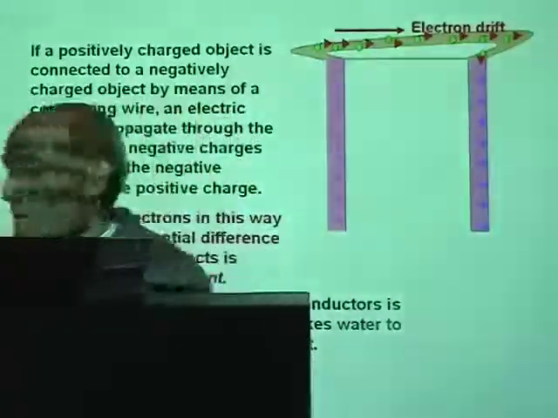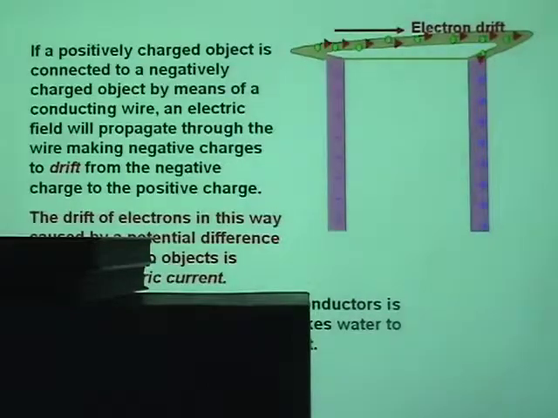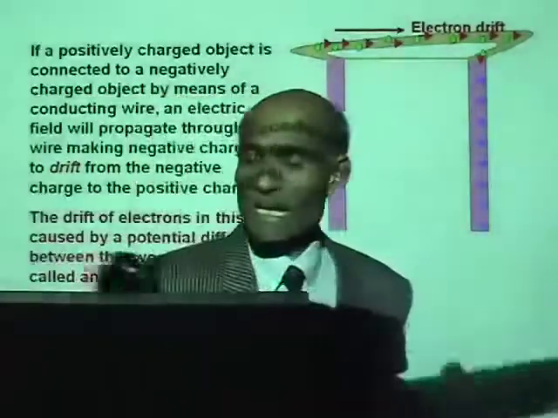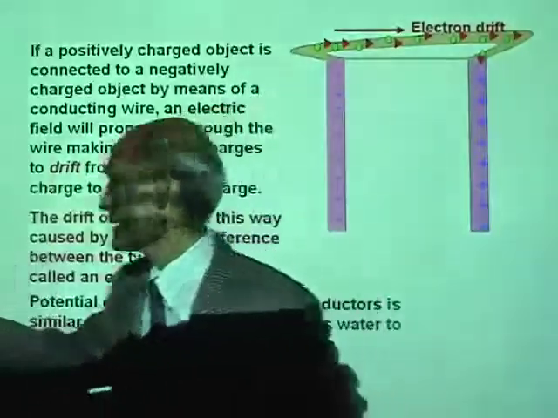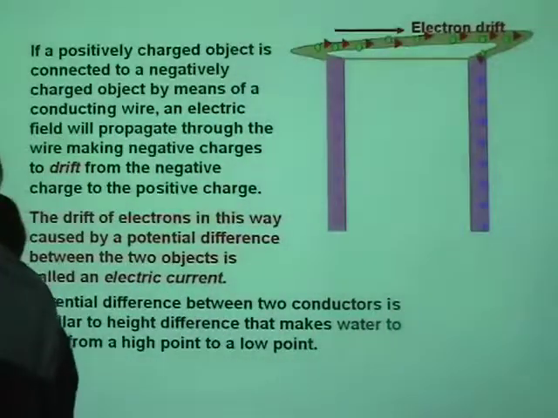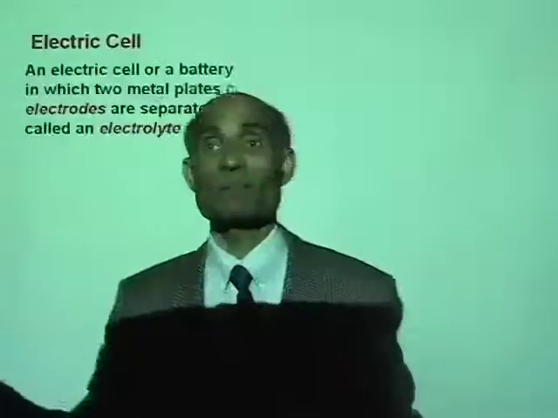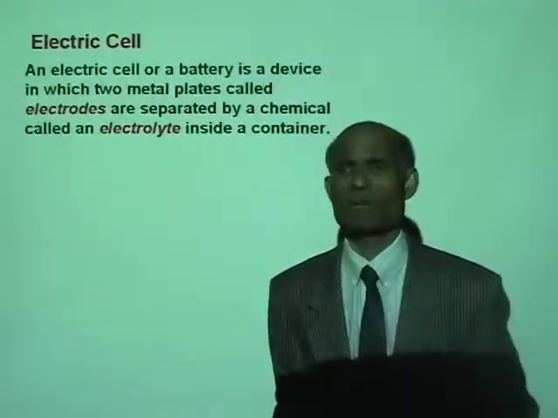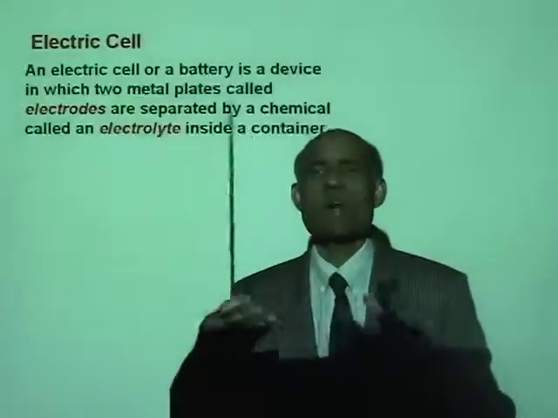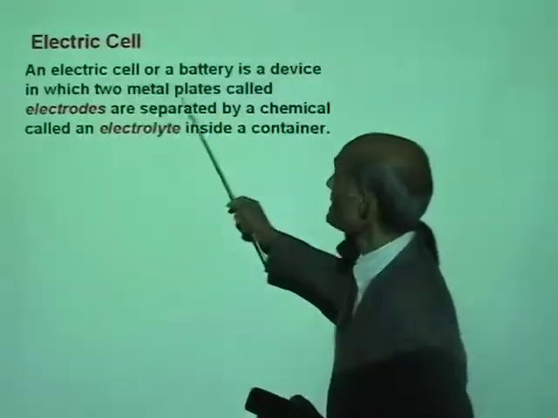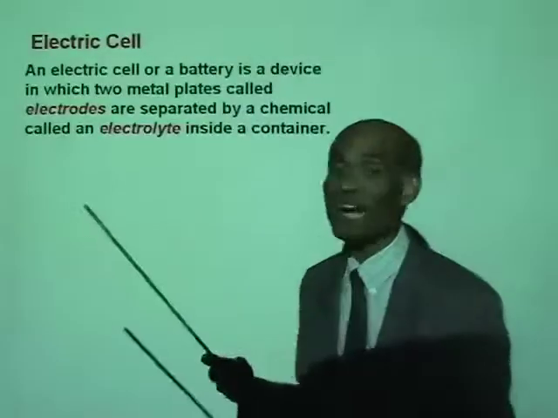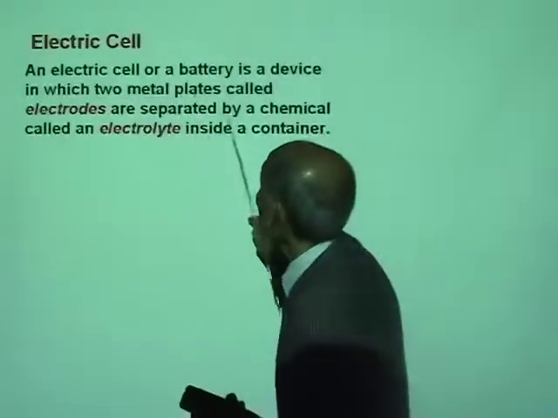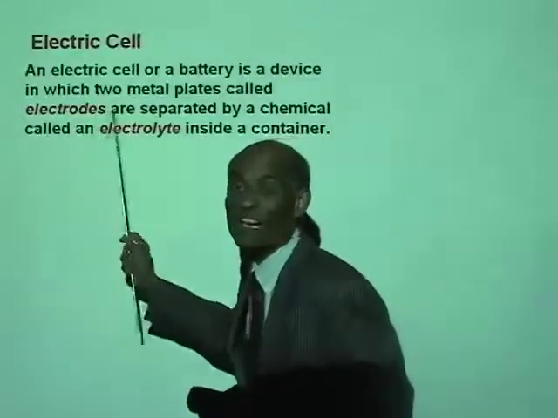Now, such an arrangement is actually called an electric cell. We can make an electric cell so that the cell will now produce an electric current. So let's now talk about an electric cell. What I just showed you is an electric cell. An electric cell or a battery, we generally call it a battery, but actually a battery is a combination of cells. So an electric cell or a battery is a device in which two metal plates which are called electrodes.